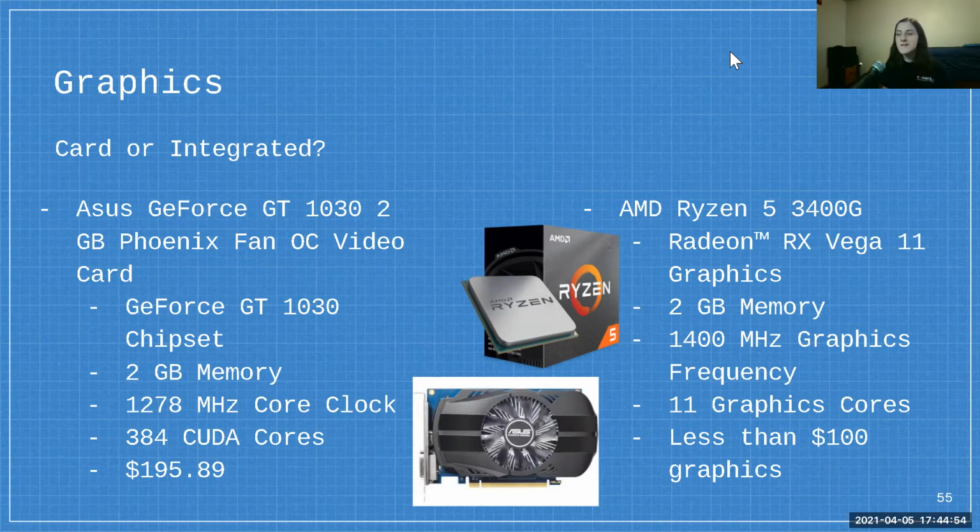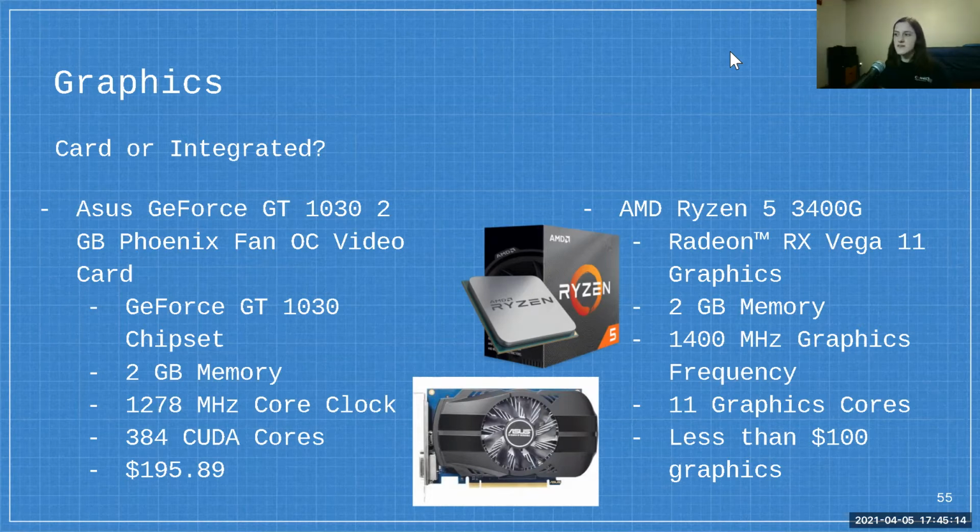So I will go ahead and discuss the two options for graphics: a graphics card or integrated graphics. Again, our budget is $700. We have the Asus GeForce GT 1030 2GB Phoenix Fan OC video card. Some of the specs on this are that it has 2 GB of memory.